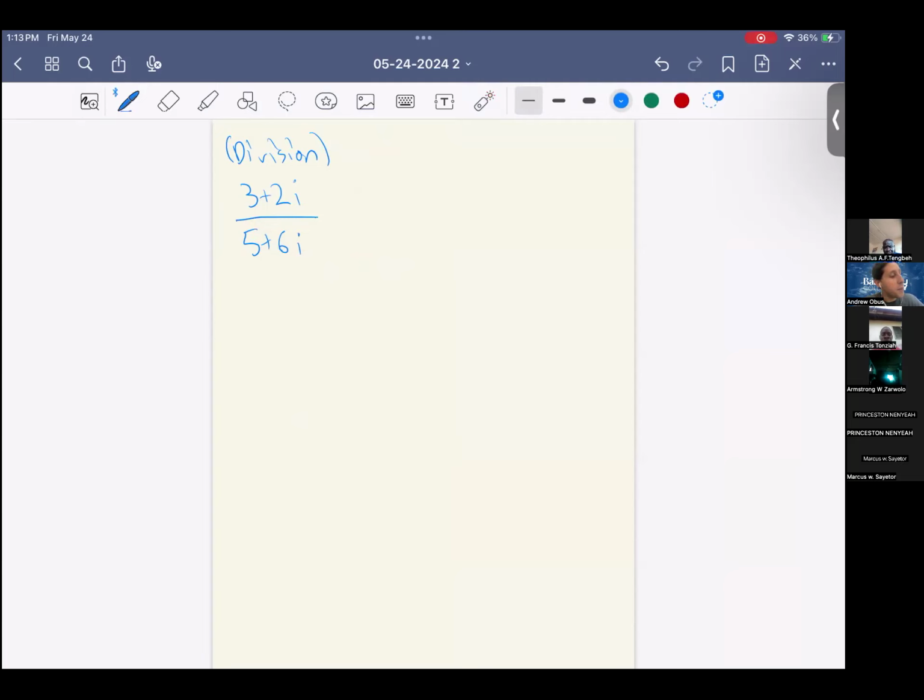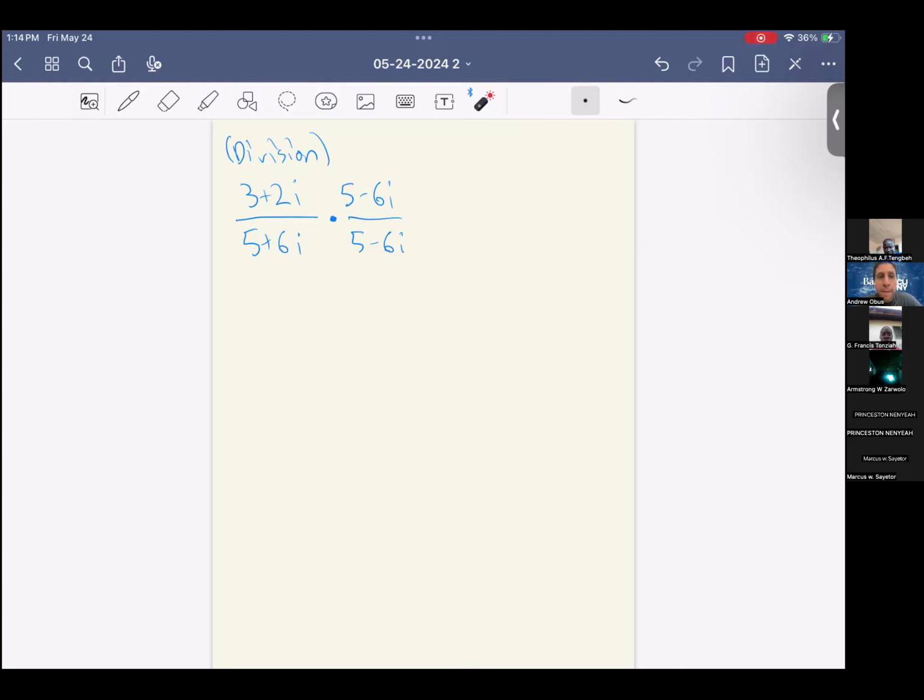So if we want to do this division, we want to evaluate this fraction, what we do is we multiply it by 5 minus 6i divided by 5 minus 6i. Of course we can do this, right? Because this should just be 1. You have a fraction where the numerator and the denominator are the same, so it should just be 1. So it's not going to affect anything.